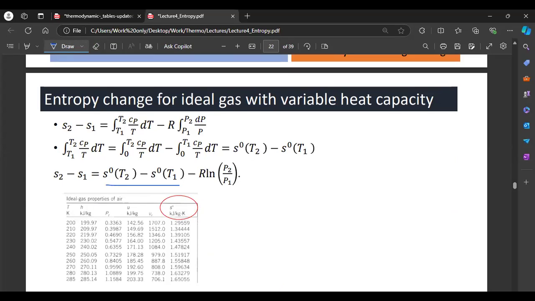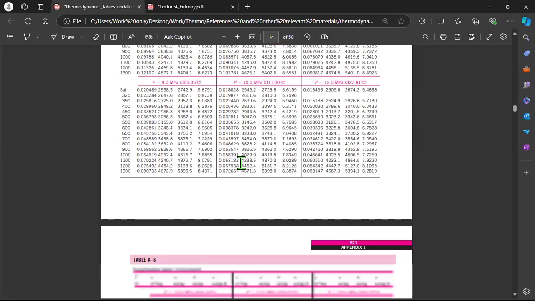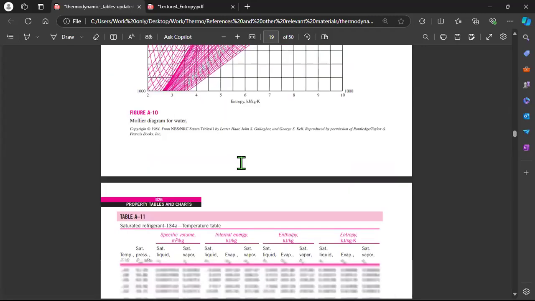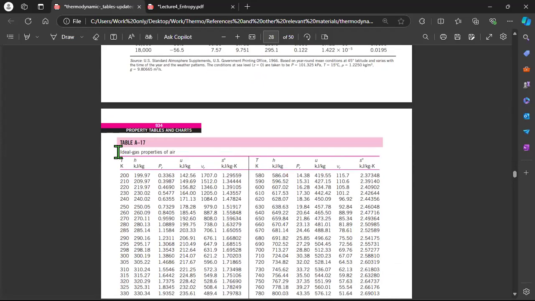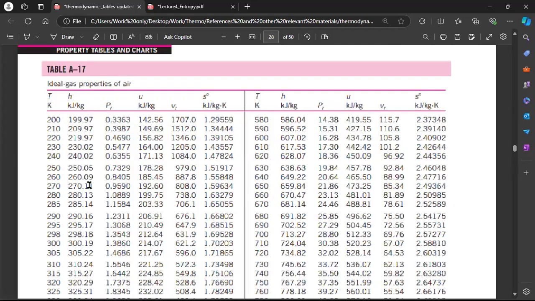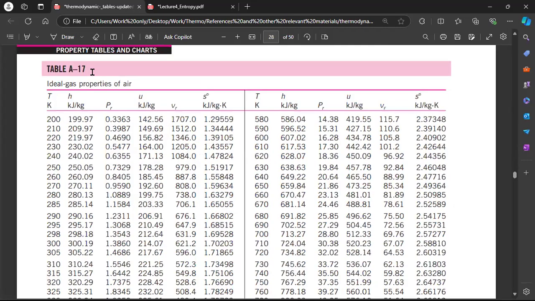So do I have that one open? Okay. So that's what we have here. Okay, let me get to that page. So we have the ideal gas properties of air. So let's assume our T1 was 230 Kelvin. So we'll read the value here. Let's assume our T2 was 250 Kelvin. We would have read the value from here as well. So that's how we go about this.